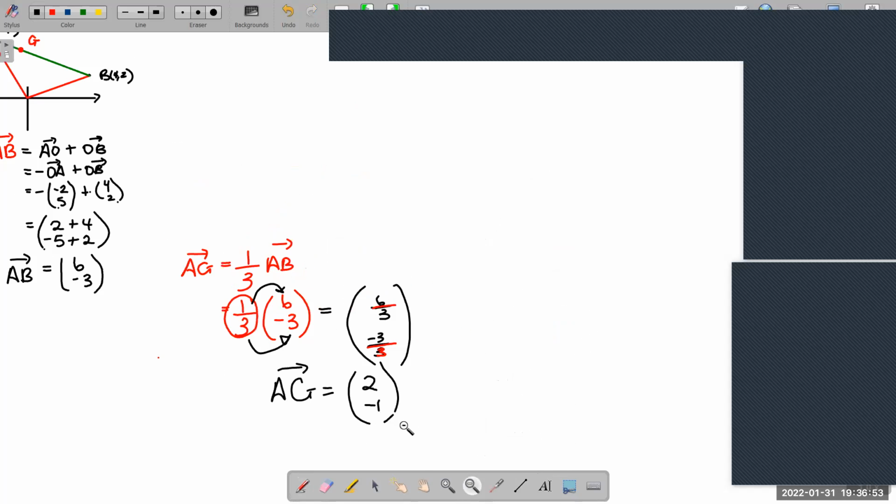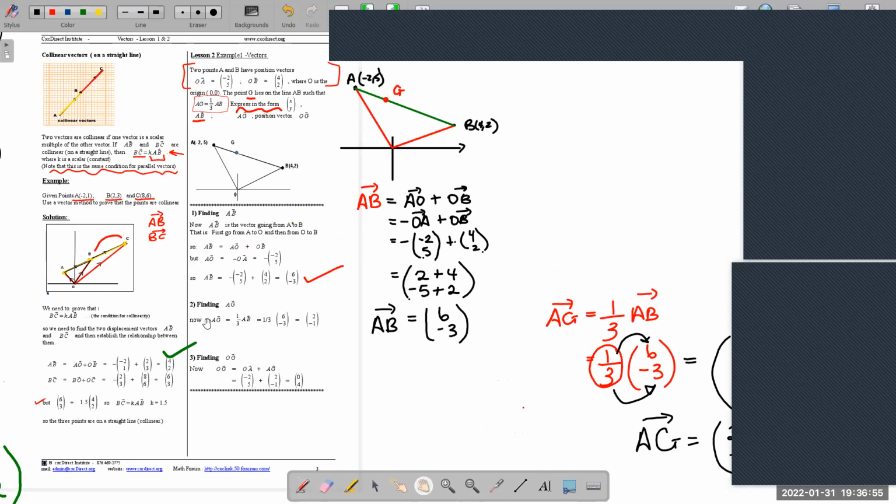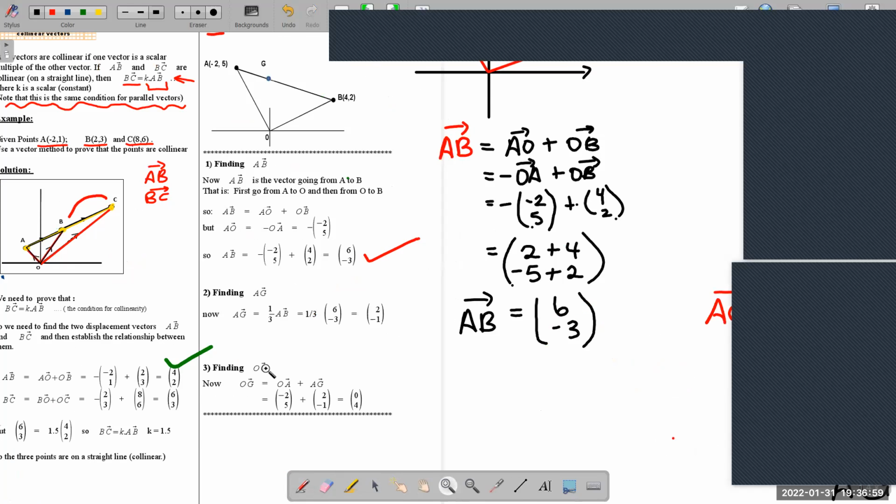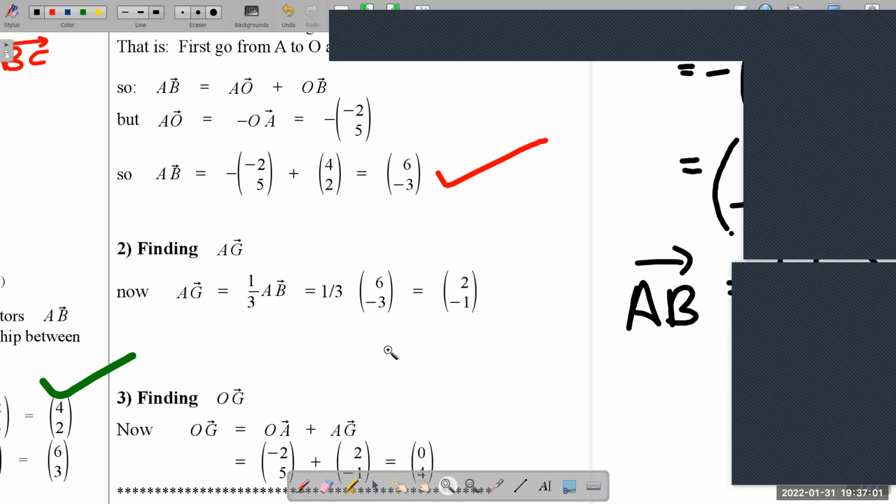Let's go back and see if that's correct. 2, -1. Boom, just like that. The only thing you realize is they didn't show you how to work it out. That's why I did it on the side. Because notes like this just give you the answer, but everybody should understand how they get this. They just divide by 3. Everybody with me?